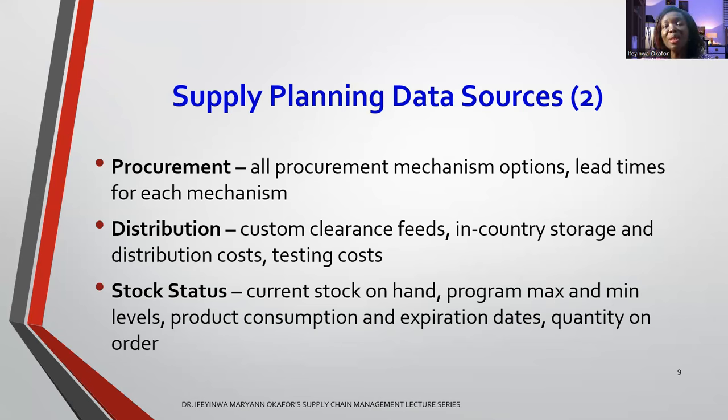And then you look at the stock status of the facility where you are. The current stock on hand, you should know. The program maximum and minimum level, you should know. The product consumption, expiring dates and quantity on order must be known at this stage. You need all this data handy to enable you to do a proper supply plan.